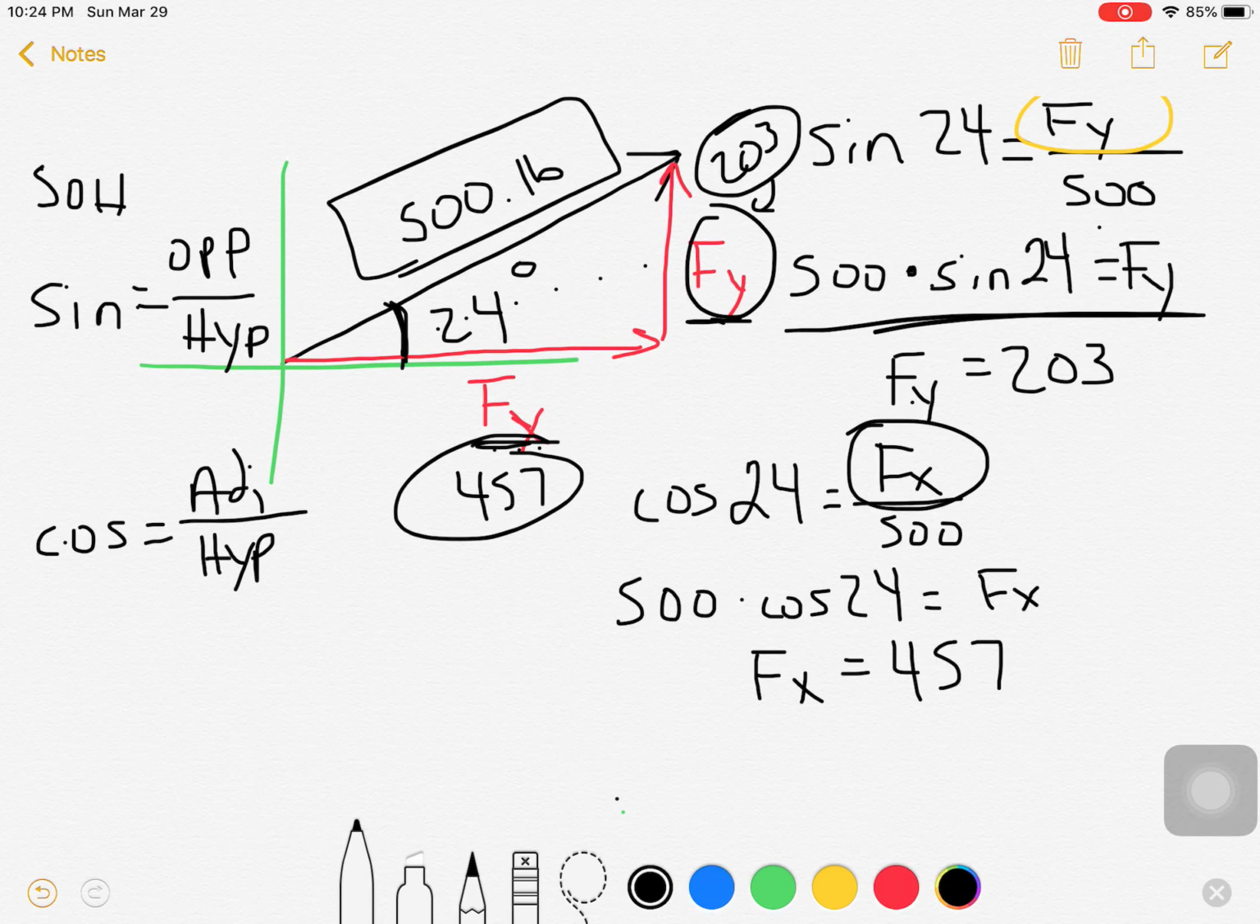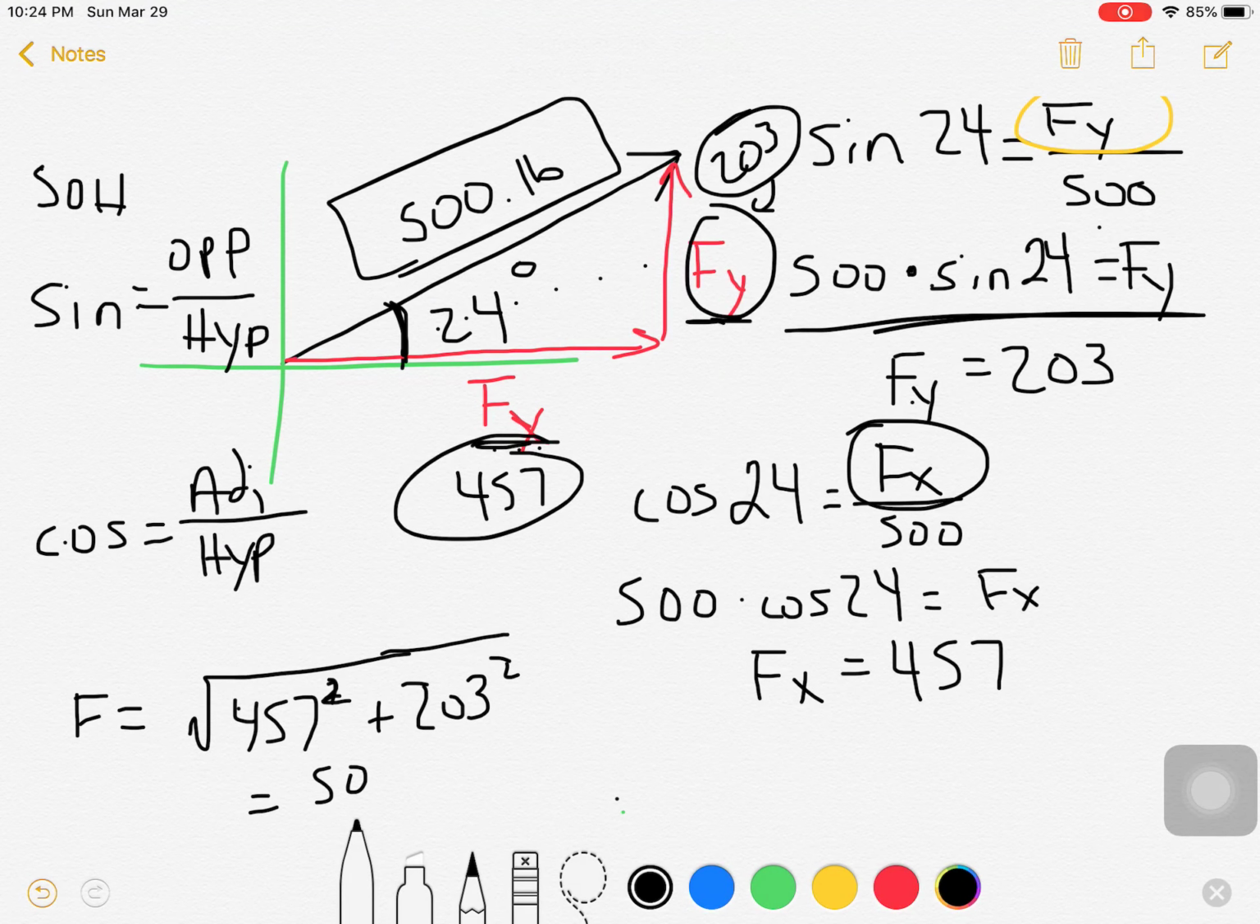If we wanted to add those up, we would have to do it the same way we do with the Pythagorean theorem, and we'd say the square root of 457 squared plus 203 squared is going to equal our force. And if we did the math on this, we would find out that that is, like we would expect, 500.